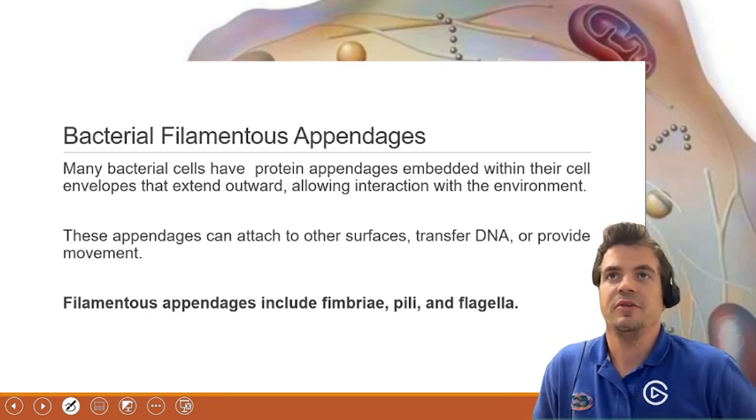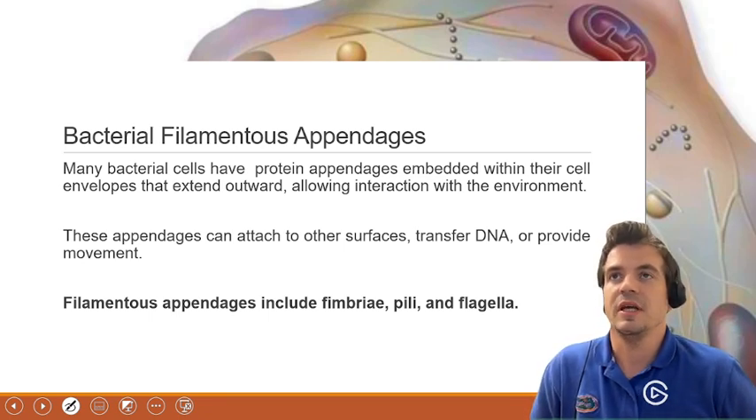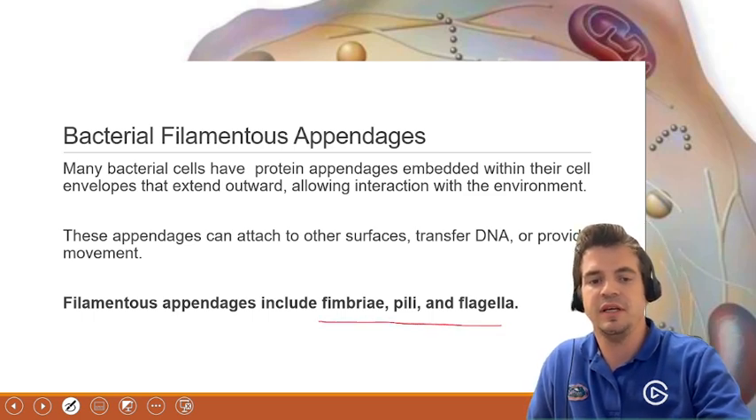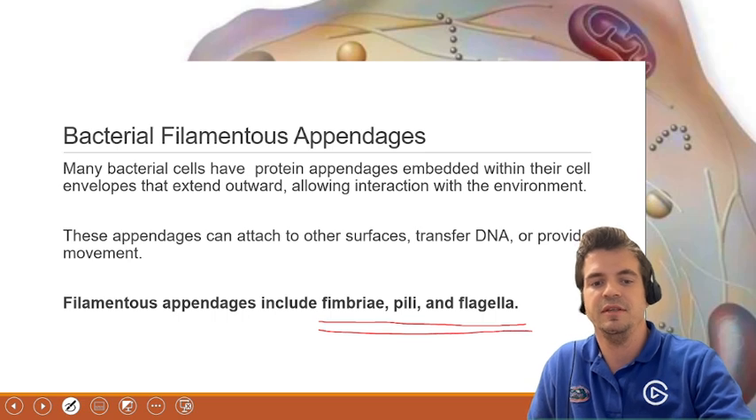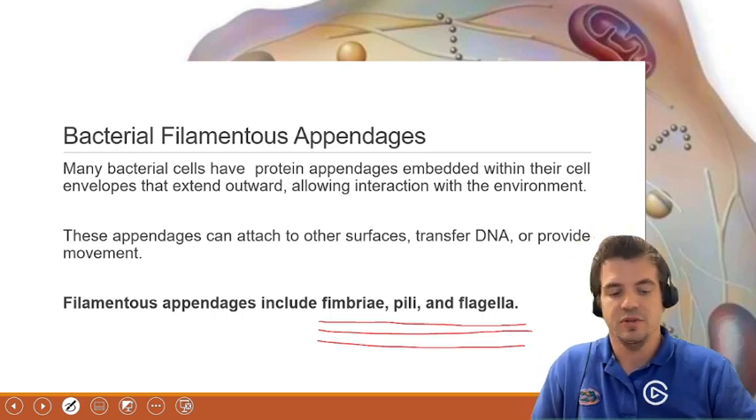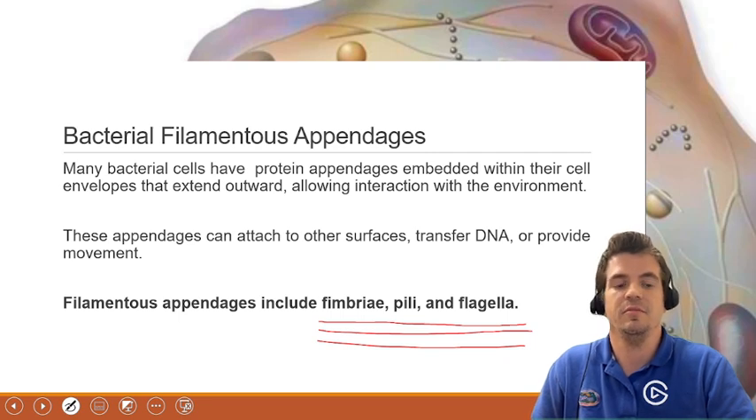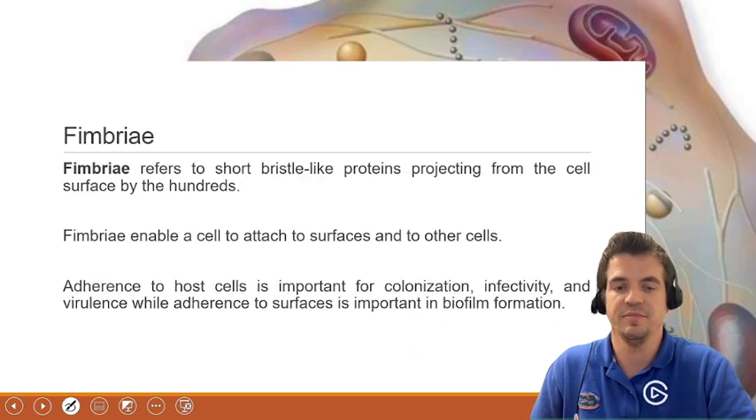Finally, we have some bacterial filamentous appendages, all right, and namely these include fimbriae, pili, and flagella. Okay, those are how prokaryotes can move or interact with the environment.